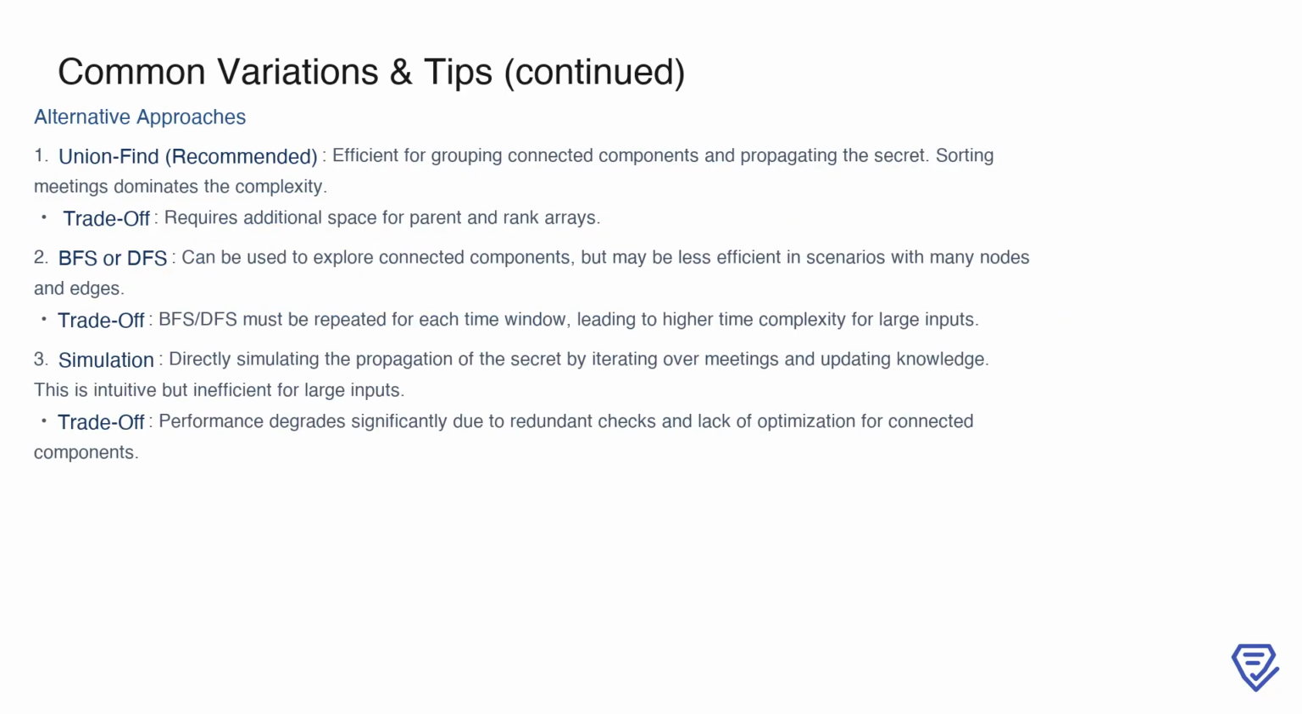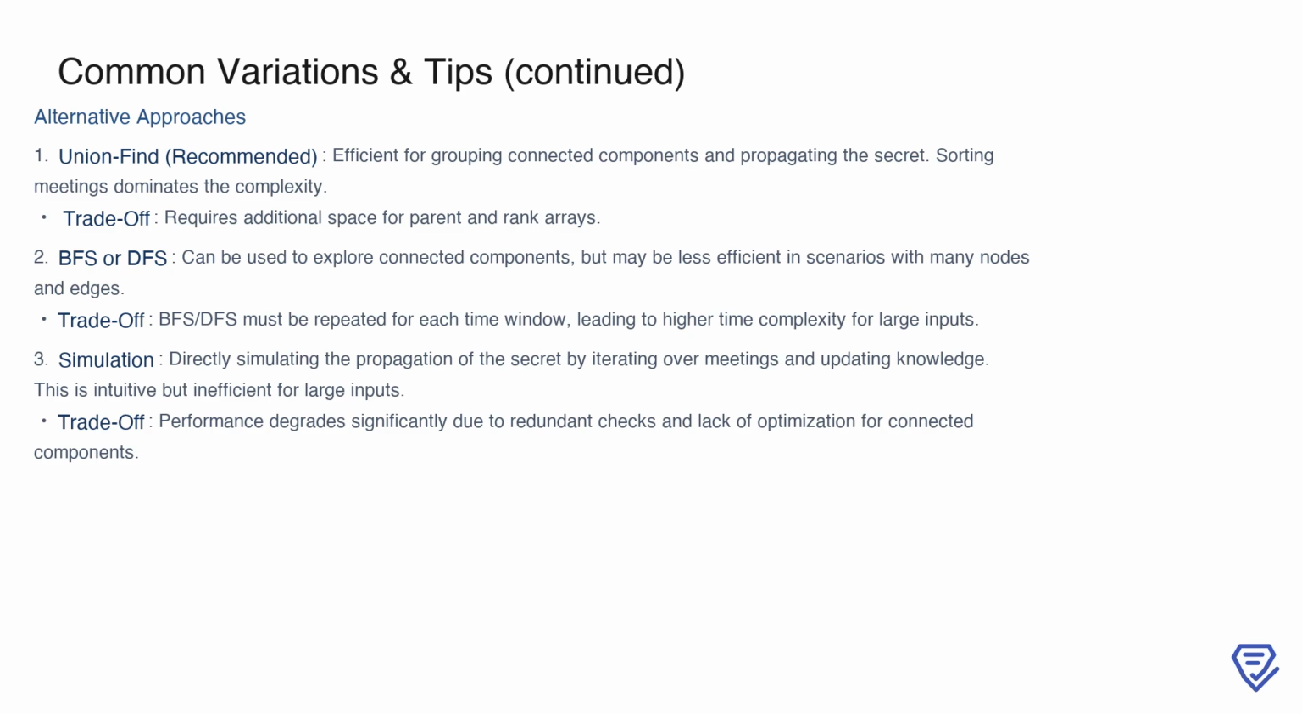There are several approaches to solving this problem, each with its own strengths and trade-offs. The UnionFind method is the most recommended as it is highly efficient for grouping connected components and propagating the secret. In this approach, sorting meetings dominates the overall complexity, but it requires additional space for the parent and rank arrays.